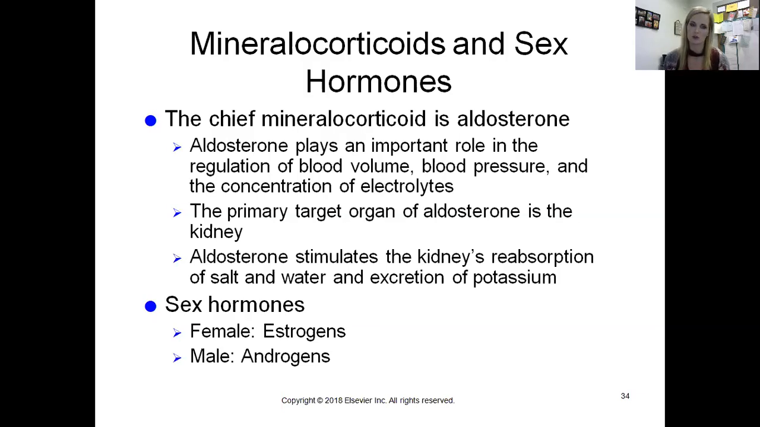So gluco, mineral, and then the sex hormones. But if you're just trying to remember the hormones and the names of the hormones, and that is totally fine with me, remember cortisol, aldosterone, and then in small doses, estrogen and testosterone. I'll show you a chart that I've posted on your review section that helps maybe to remember that.